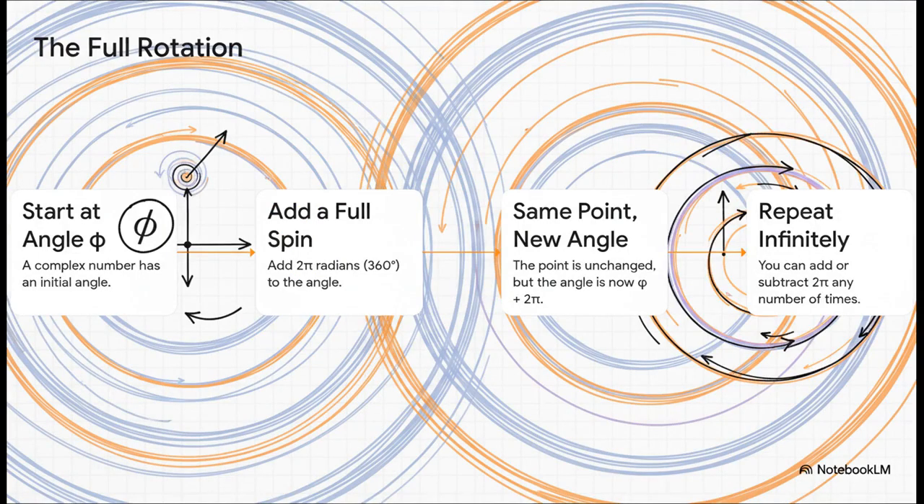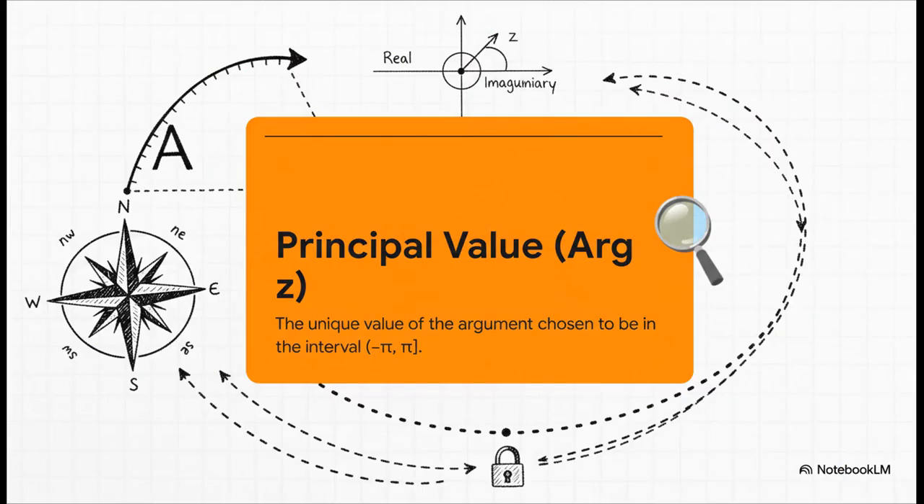Think about it like this. You're pointing in some direction, let's call the angle phi. Now what happens if you spin around a full 360 degrees, or 2 pi radians? You end up pointing in the exact same direction. The point on the map hasn't moved an inch, but your angle is now phi plus 2 pi. And you can do that again and again, or spin the other way. You always land on the same point, but with a different angle value. Yeah, having a bajillion answers for one thing isn't super helpful, is it?